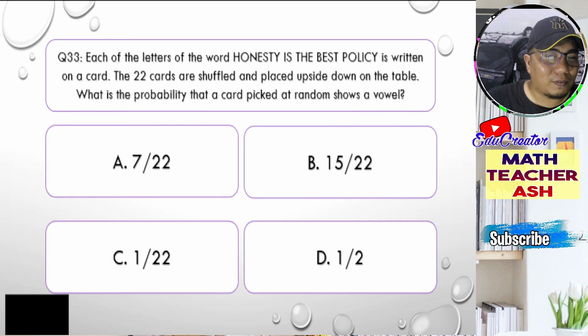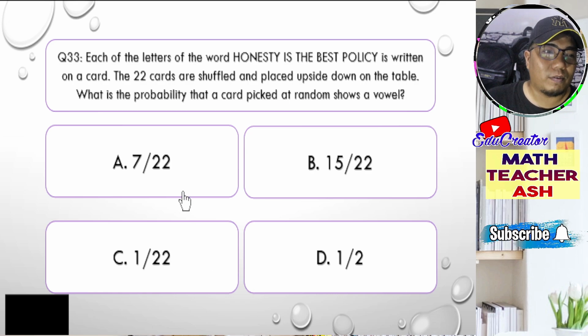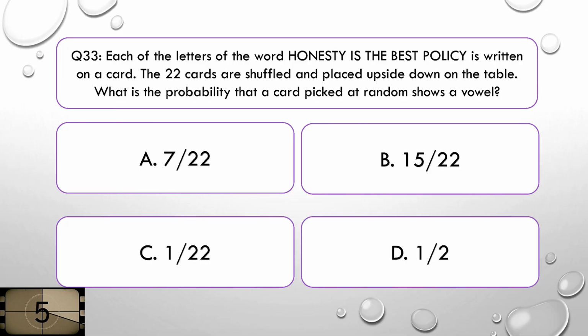Each of the letters of the phrase "honesty is the best policy" is written on a card. The 22 cards are shuffled and placed upside down on the table. What is the probability that a card picked at random shows a vowel? Alright, so it talks about vowel. Is it A, 7 over 22, B, 15 over 22, C, 1 over 22, or D, 1/2? I'll give you 5 seconds to think about your answer.